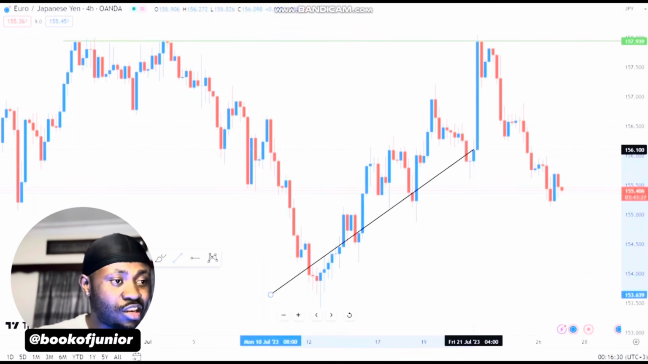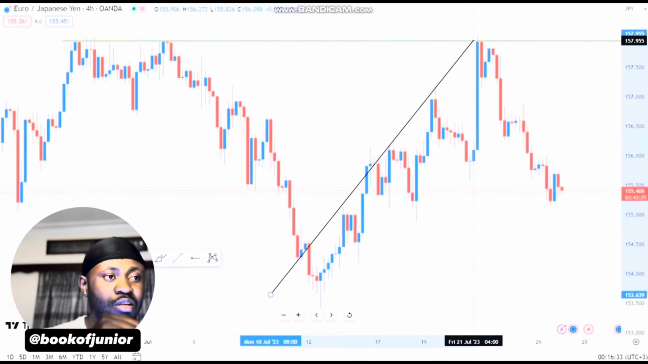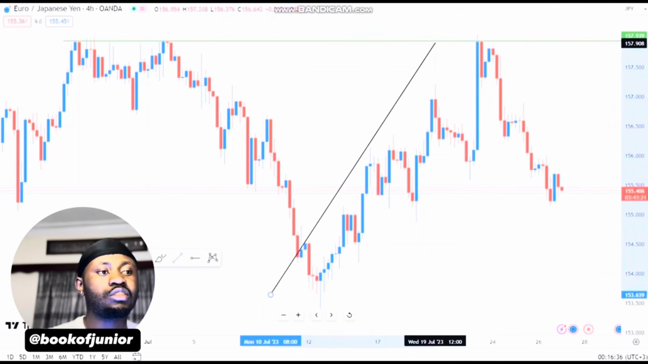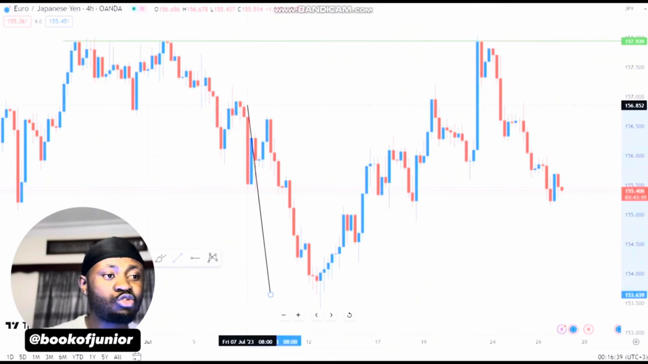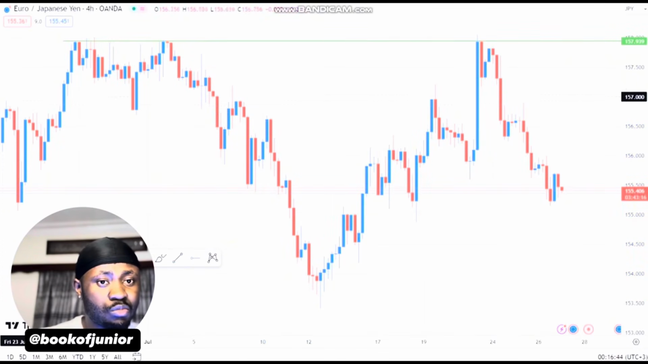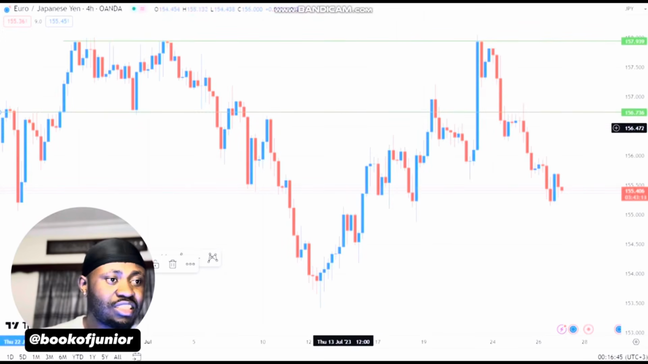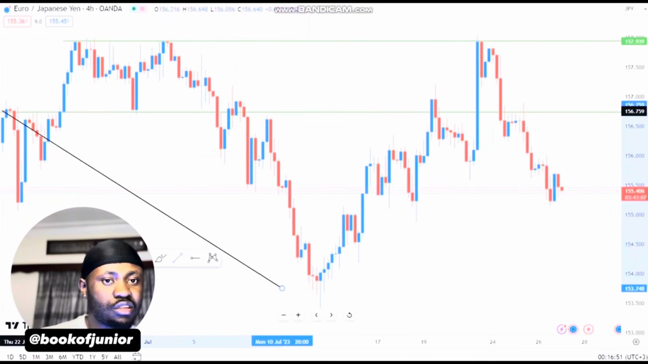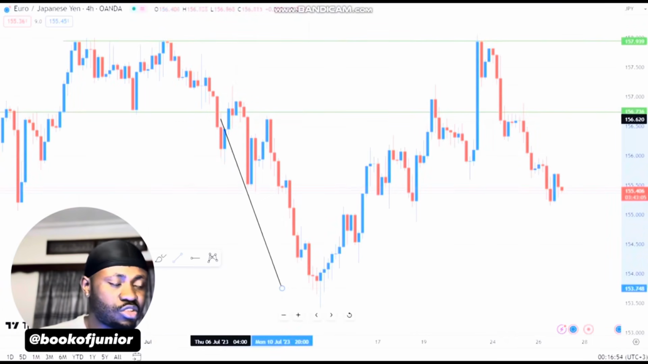You can see here, we had price push up with momentum to wipe out whoever was putting their stop loss here, because everyone thought price was going to drop from here. Let me show you that. Everyone thought price was going to drop from this zone right here, because this zone is acting as our support here, then resistance here, and again here. It's acting as our resistance.